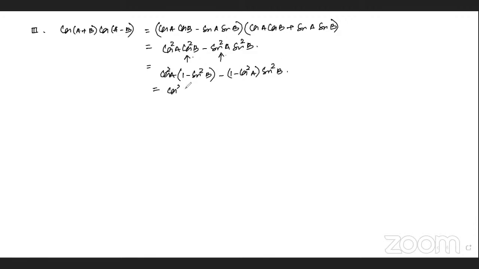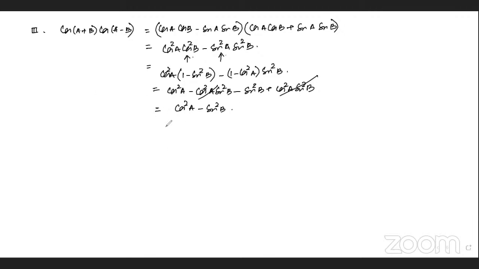It is cos square a. Simplify this further. Minus cos square a sin square b. Then minus sin square b and plus cos square a sin square b. So this and this will go. And this is cos square a minus sin square b. Correct? Okay, is this clear?